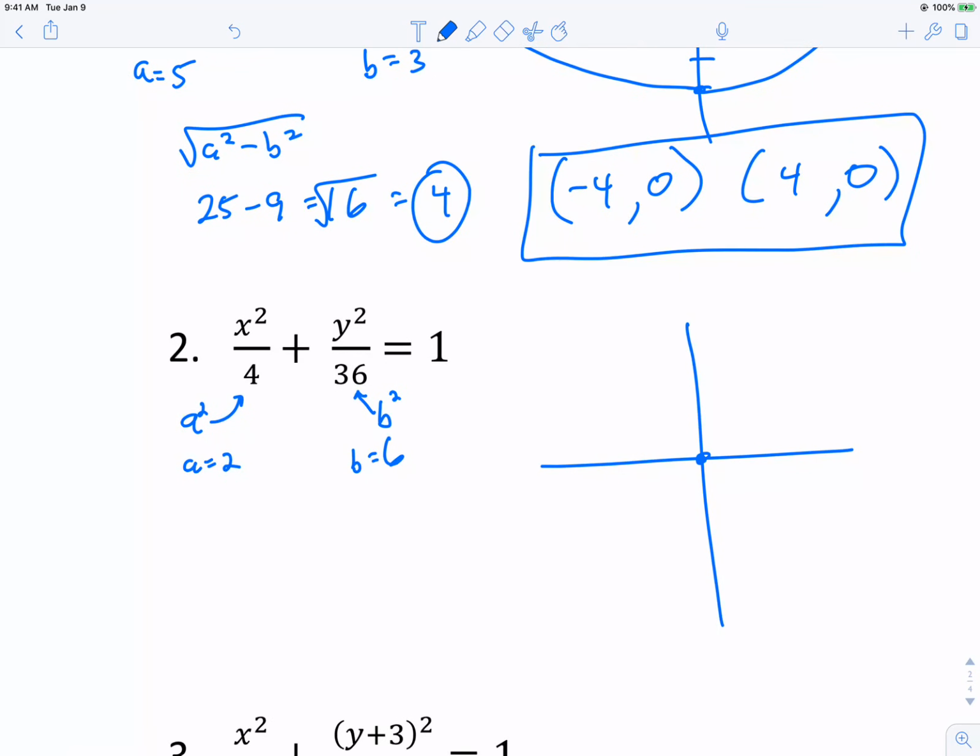So now the bigger one is underneath the y, or it's in the y term. So we're going to go 6 up and 6 down, and that puts us on the ellipse. Our other axis goes 2 in each direction.